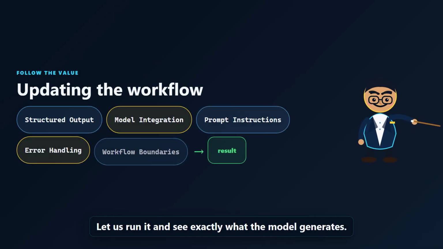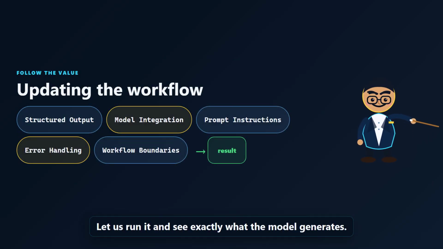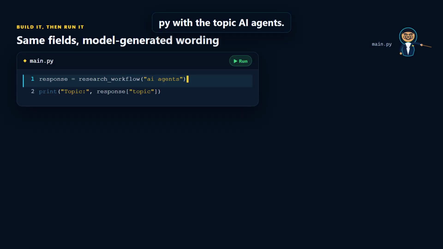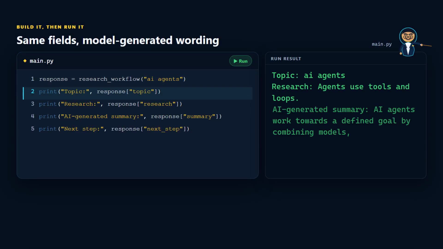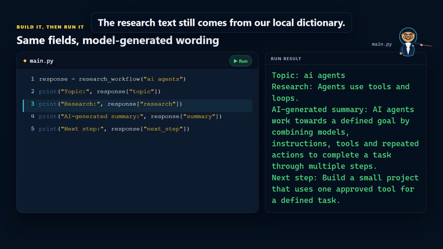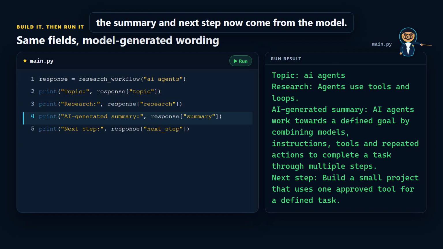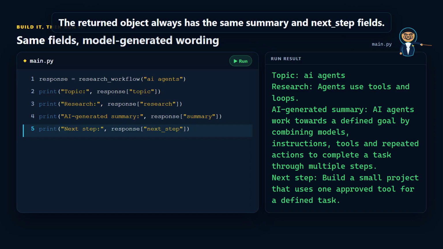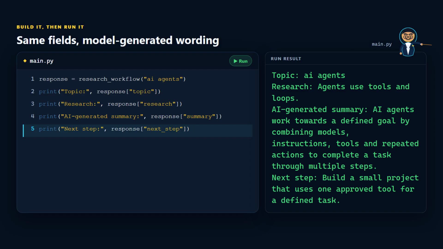Let us run it and see exactly what the model generates. Running Python main.py with the topic AI agents. Example output, exact wording may vary. The research text still comes from our local dictionary. The summary and next step now come from the model. The returned object always has the same summary and next step fields.